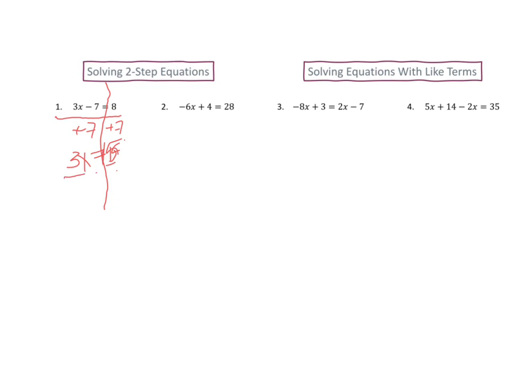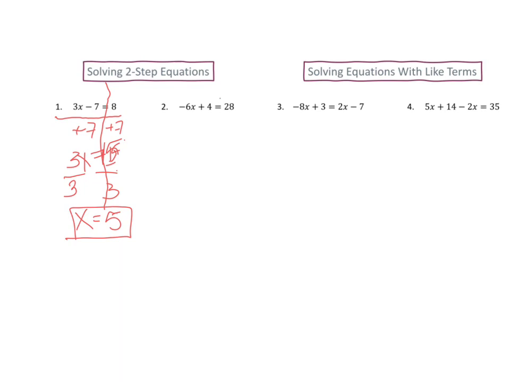Then, although I got all my letters on one side and my numbers on the other, I do not want to know what 3x equals. I want to know what 1x equals, which is why we always divide by the number in front of x, because anything divided by itself is 1. X equals 5 is our answer. Did you get that one right? I hope you did. How about the next one?